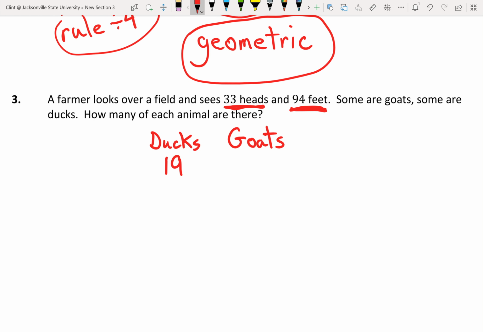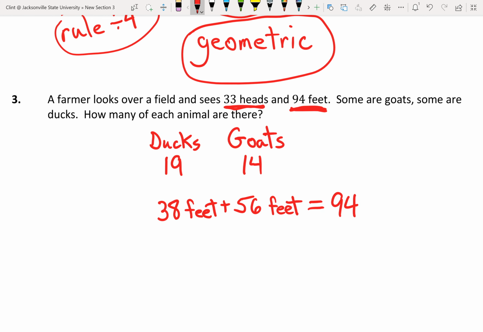And so if we go up to 19 ducks, 33 minus 19, I should have kept up with it. There's 14 goats here. So this would be 38 duck feet. And 14 times 4 is 56 goat feet. If we add those together, 38 plus 56, that equals 94 feet.